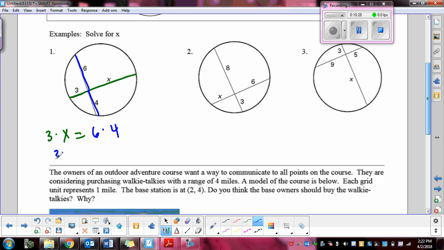3 times x is 3x. 6 times 4 is 24. And then if you divide both sides by 3 to get rid of that 3, we're going to get x equals 8. X has to be 8 for this to be true. So try the other ones.